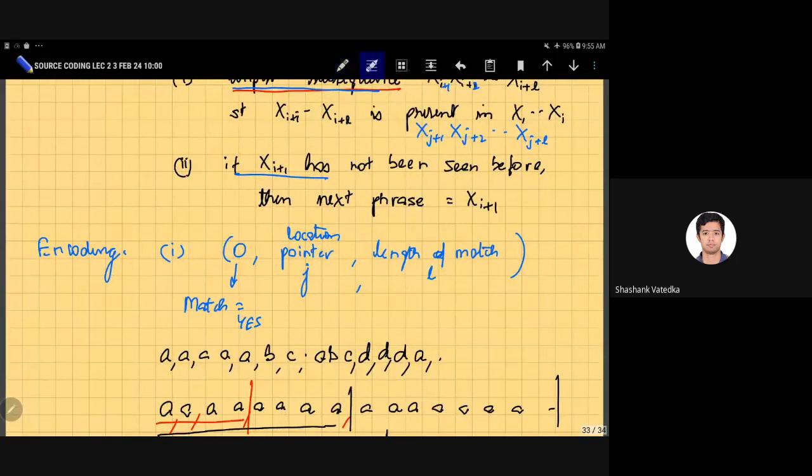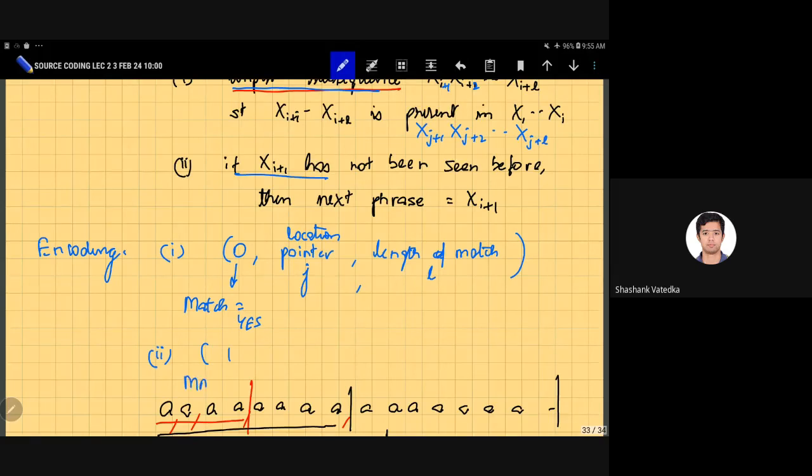Now what happens in the second case? In the second case, there is no match, so all you need to store is 1, which is no match, and the new symbol. So x_{i+1} has not been seen before, so the binary encoding of x_{i+1}.